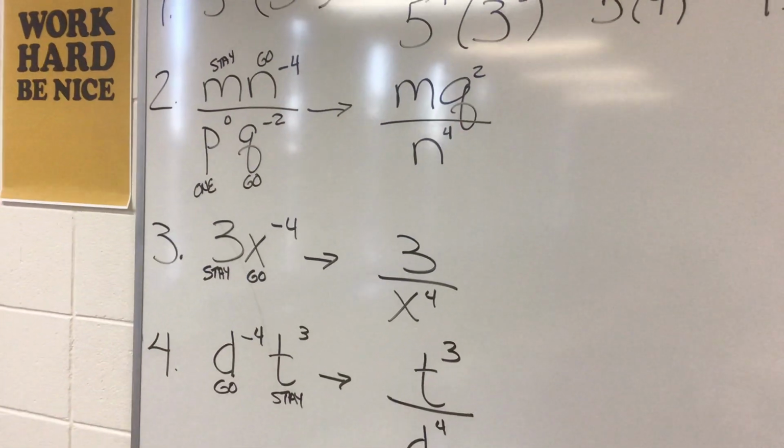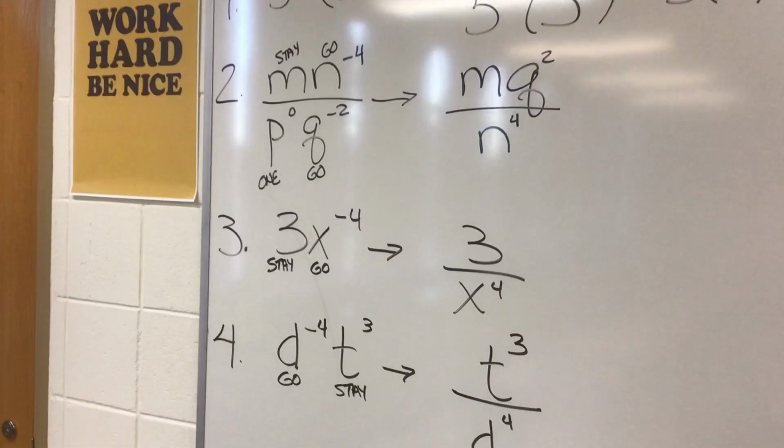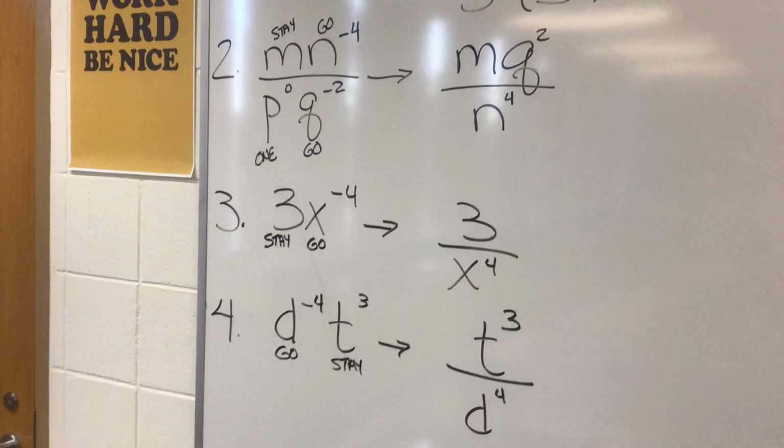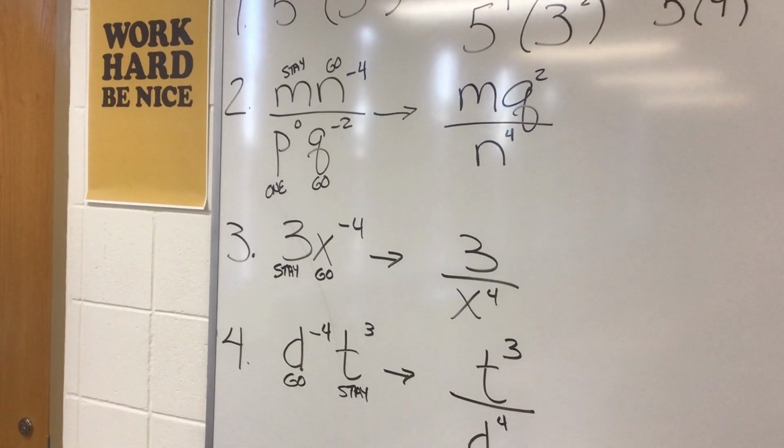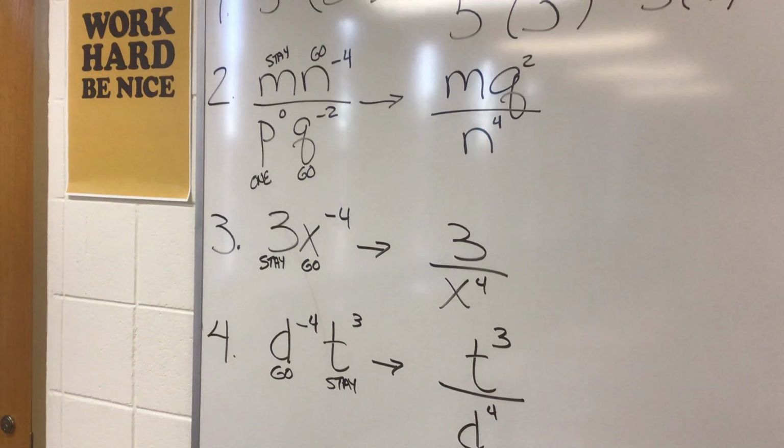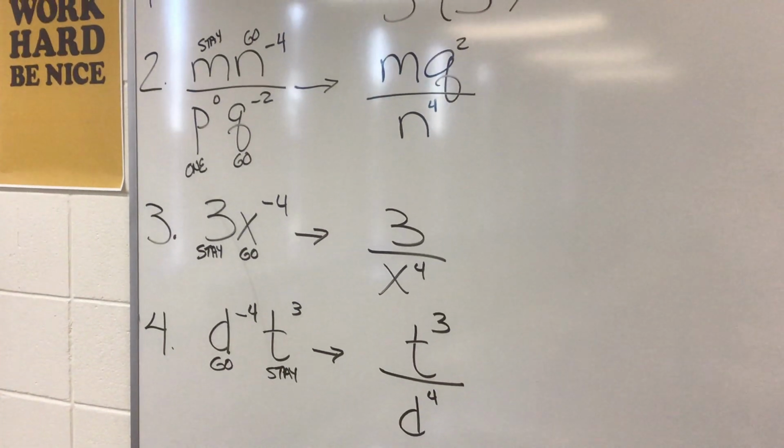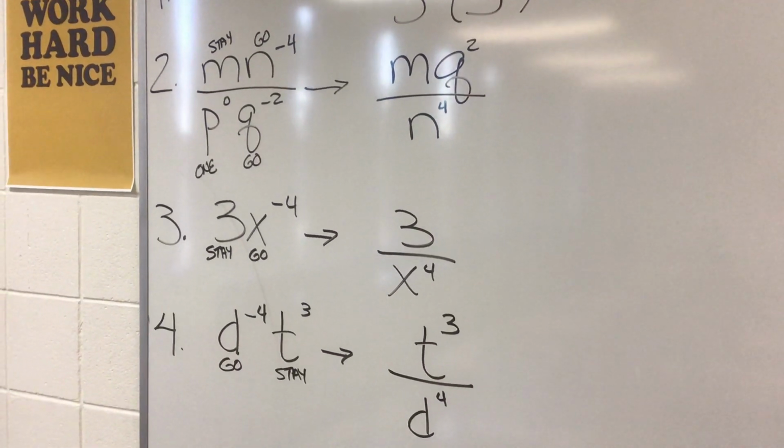All right, number 3. Again, that base 3, it's going to stay in the numerator. X to the negative 4 has to go. It's got to move down to the denominator. And that's our result. 3 over x to the 4th.